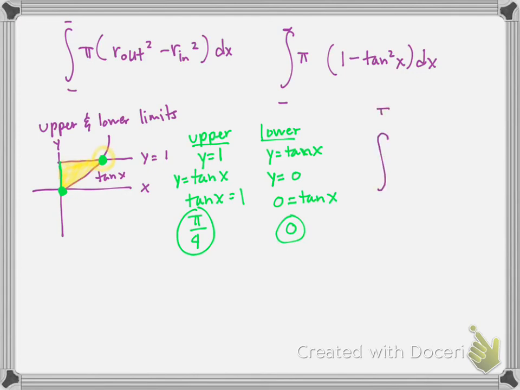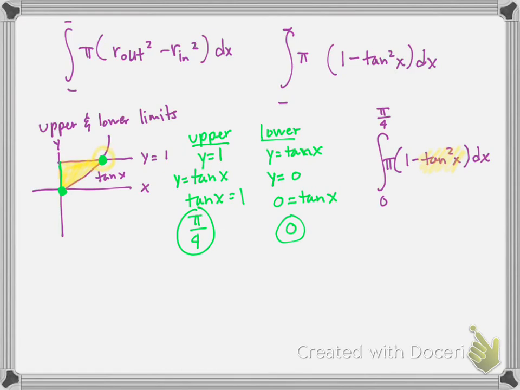So the upper limit is pi over 4, the lower limit 0, and I have 1 minus tangent squared x dx. And we make sure we have pi in there. We've got a problem here, and the problem is I can't integrate tangent squared x. I don't have any rules for that. So I have to be clever.